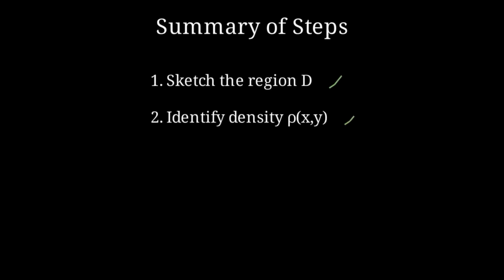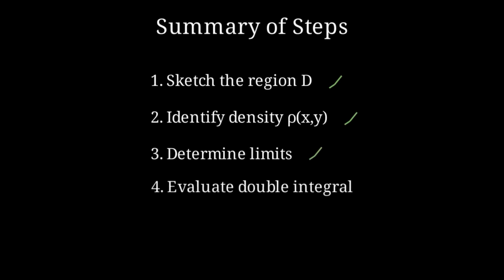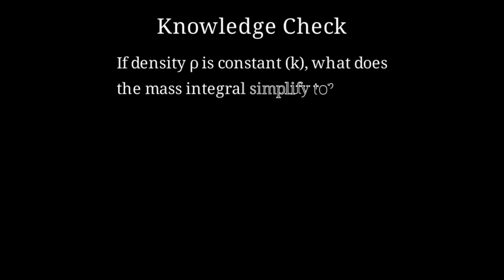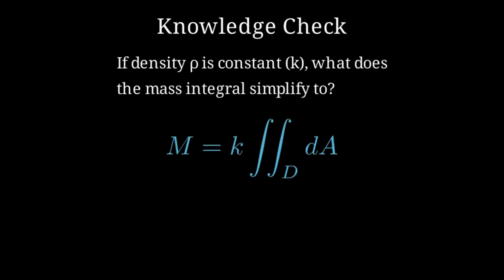To recap, always start by sketching the region to find your limits. Choose between Cartesian or polar coordinates based on the shape, set up your iterated integral, and solve from the inside out. Here is a quick question: if the density is a constant k, what is the relationship between mass and area? As you can see, the constant pulls out of the integral, leaving the density times the total area.